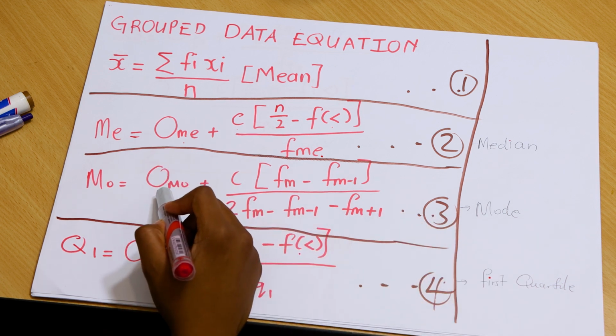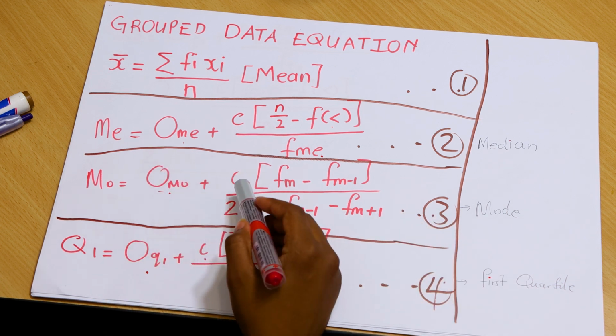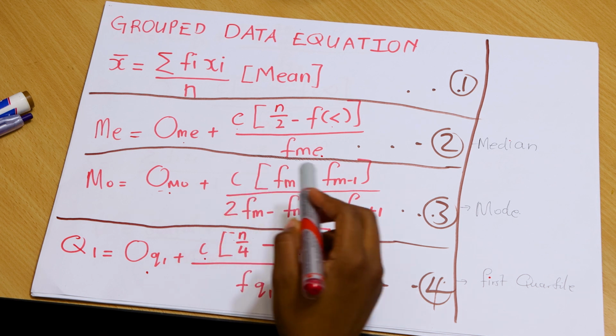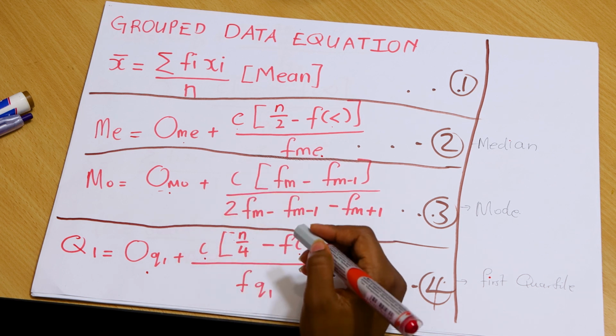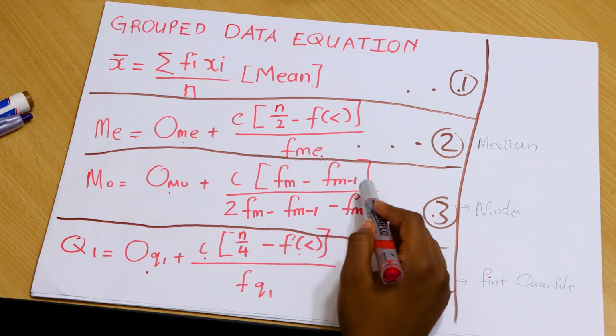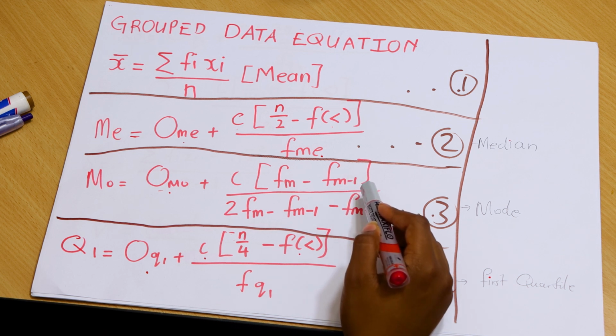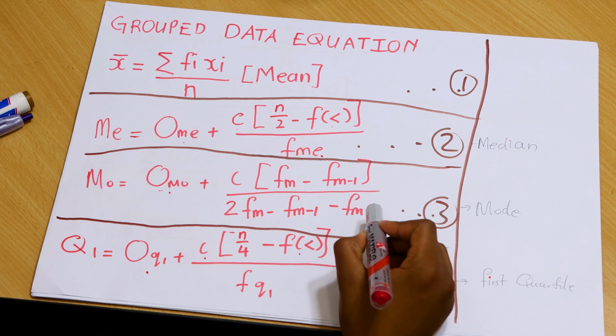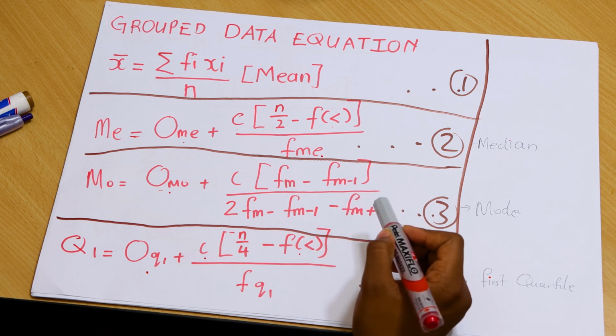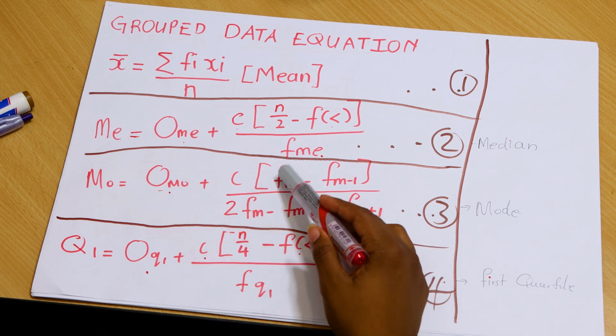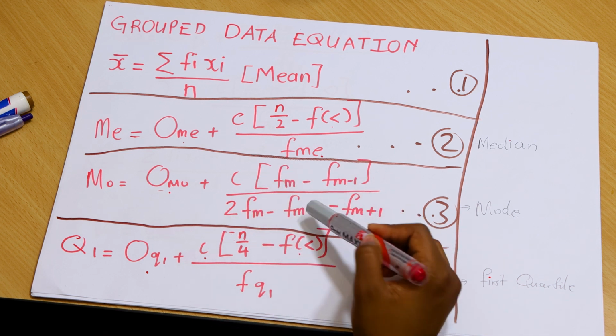Here, this is the lower limit of the modal interval. C is the class width. Fm is the frequency of the modal interval. Fm minus 1 is the frequency of the interval before the modal interval. Then Fm plus 1 is the frequency of the interval after the modal interval. So this is similar to this one, and this is similar to this.